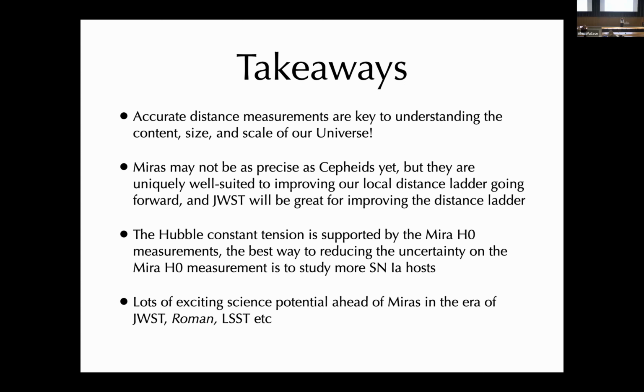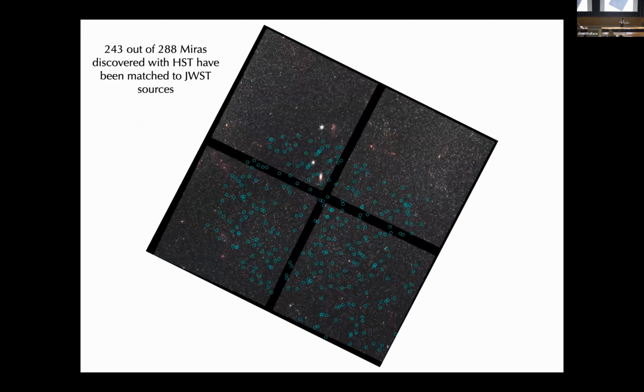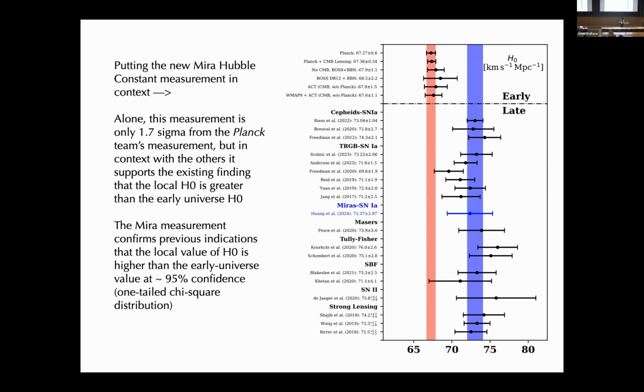NGC 4258, you mean maser galaxies? Yeah. Are any of those any use to you? I mean, they're not really useful for Miras because NGC 4258, it's too many slides ago, is like the most precise maser galaxy. All the others are much farther away.